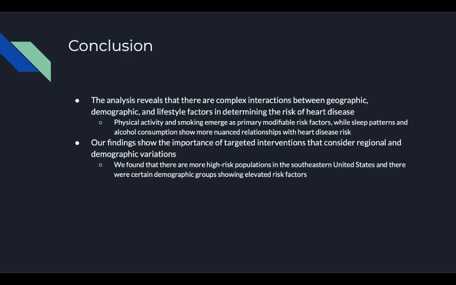In conclusion, the analysis for our dashboards reveals that there are complex interactions between geographic, demographic, and lifestyle factors in determining the risk of heart disease. We found that physical activity and smoking emerge as the primary modifiable risk factors, while sleep patterns and alcohol consumption show more nuanced relationships with heart disease risk. And our findings show that there can be targeted interventions that consider regional and demographic variations, as we found that there are mostly high-risk populations located in the southeastern United States, and there are certain demographic groups that show elevated risk factors when it comes to heart disease.